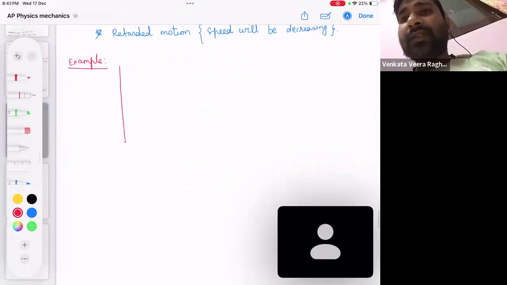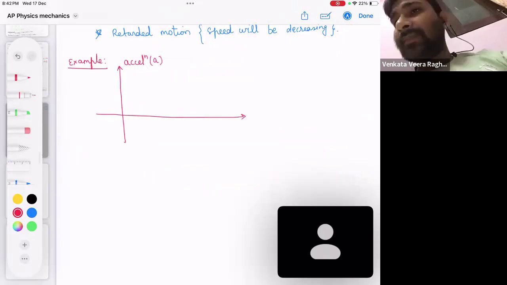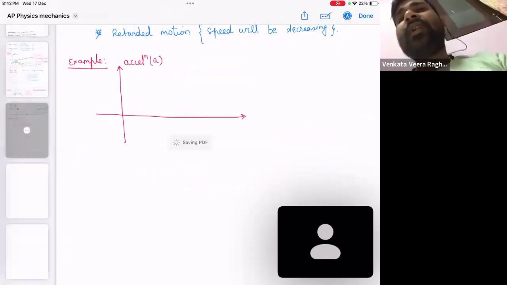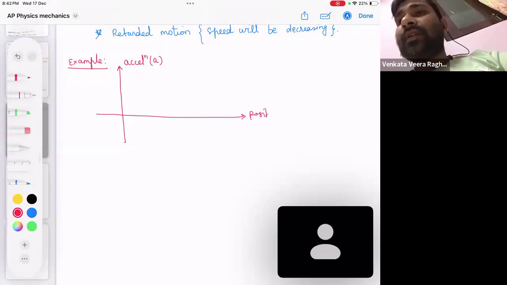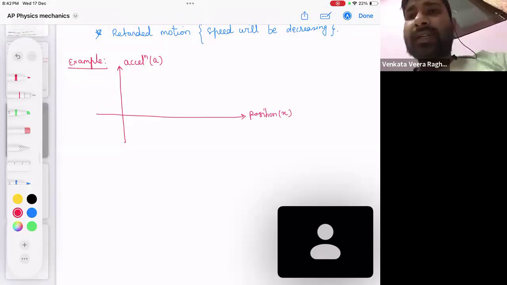Again, same question is here, but a little bit different. I'm choosing the axis. Here I'm giving you the acceleration, and here I'm giving you the position or displacement. Acceleration versus position graph is given to us. Just a simple graph I am plotting, so that we don't have to do much calculation.